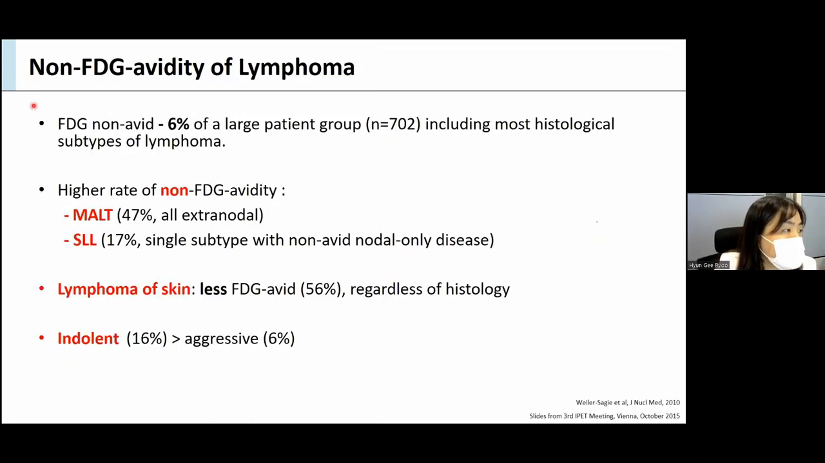So FDG non-avid lymphoma exists in about 6% of a large patient group. And as I mentioned, MALToma or SLL has a higher rate of non-FDG avidity, and lymphoma of the skin has less FDG avidity, and indolent type has less FDG avidity.